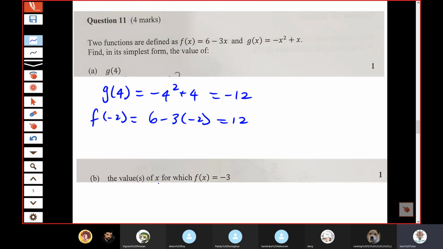This one says the value of x for which f of x is negative 3. That means this f of x now becomes negative 3. So it'll look like this. Negative 3 equals 6 take away 3x. Instead of f of x equal to 6 take away 3x. Because what does f of x equal now? Negative 3. Why did you say 0? F of x equals negative 3. So you replace that f with negative 3.